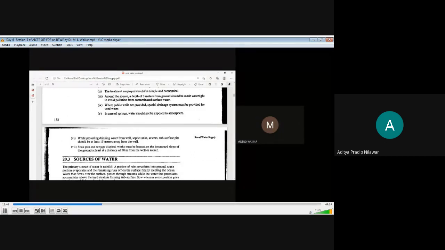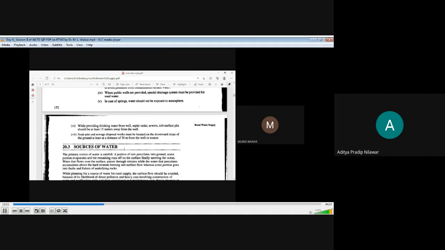Then sewage and sewage disposal works must be located on the downward slope of the ground, at least at a distance of 30 meters from the well or source, so that all these things do not result in contamination of the water, which is usually used for supplying to the households.